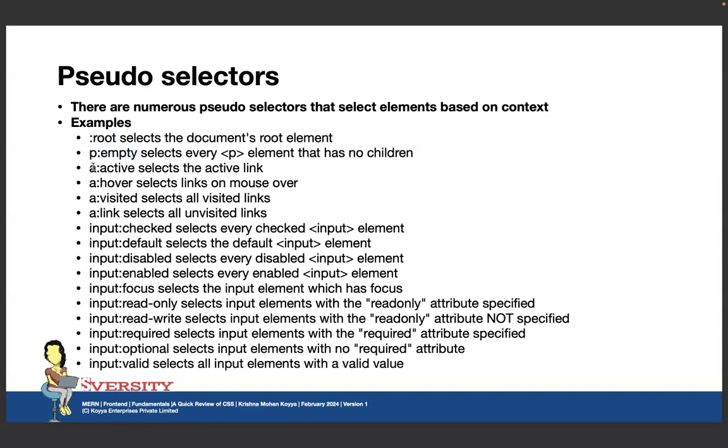Here A is the element, active is the pseudo selector. So it selects all the active HTML tags, whereas here it selects all the anchor tags, not HTML actually. All the anchor tags as long as they are getting hovered by your mouse. And so on. You can check several varieties of pseudo selectors.